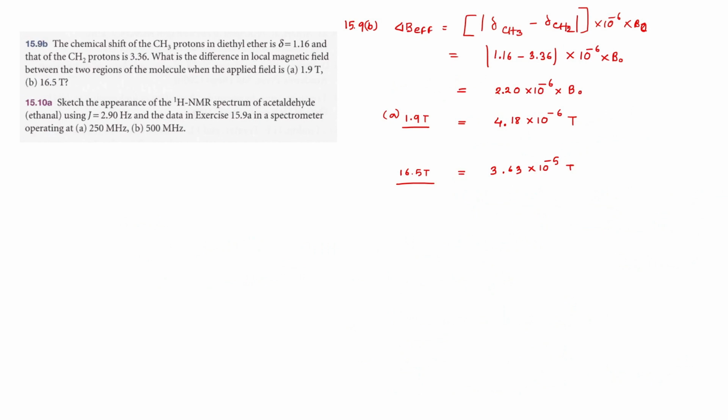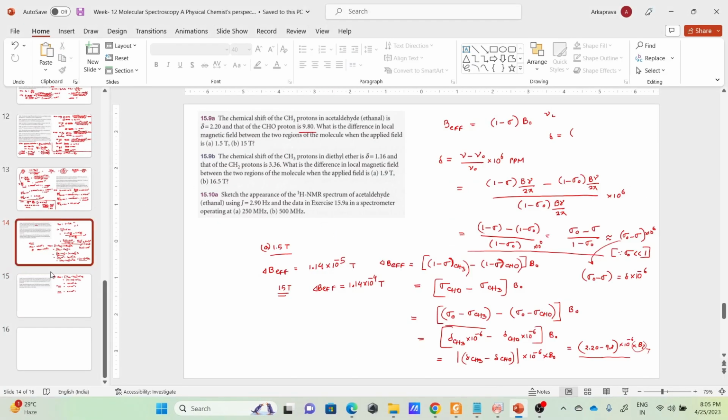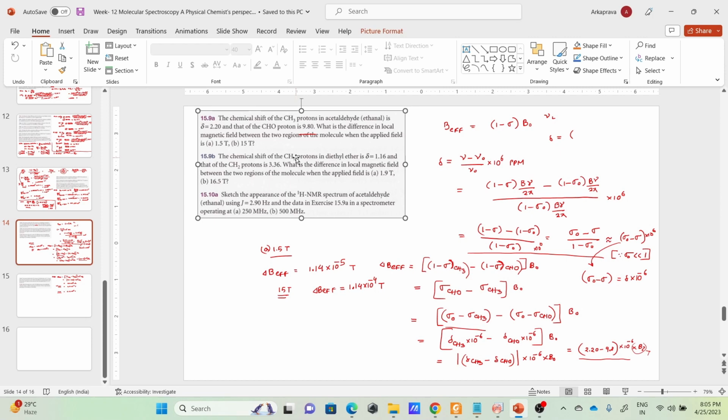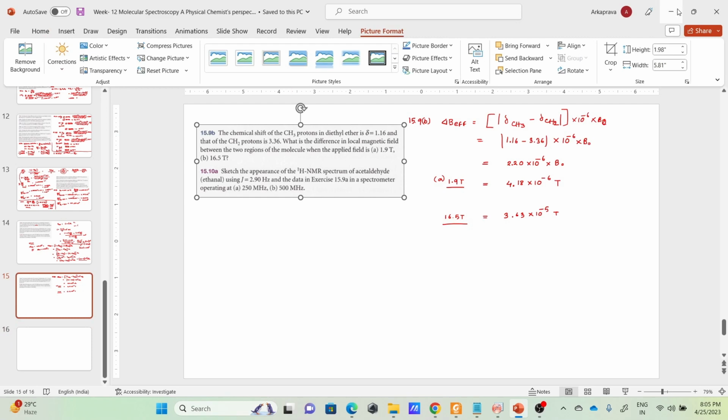Now the question is 15.8a. Sketch the appearance of the 1H spectrum of acetaldehyde using a J value of 2.9 Hz and the data in exercise 15.9a, in a spectrometer operating at 250 megahertz and 550 megahertz. So we already know the delta value. I need to copy this again, I guess. I'll go to another page and copy the whole thing, keeping only the required part.